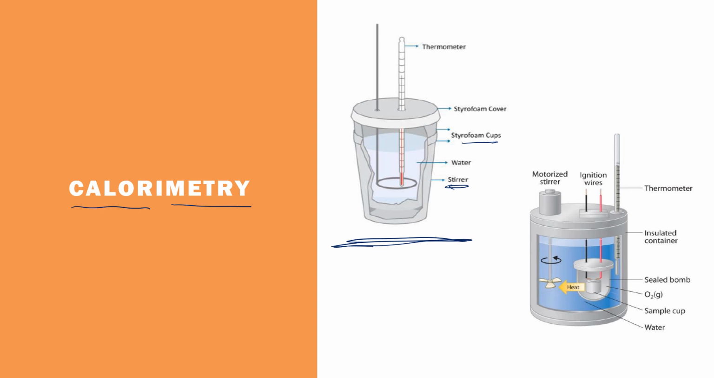That's optional, but you might have it. And hopefully it's covered as well, so again, to insulate. The biggest source of error whenever you're doing a calorimetry lab is heat loss to the surroundings.